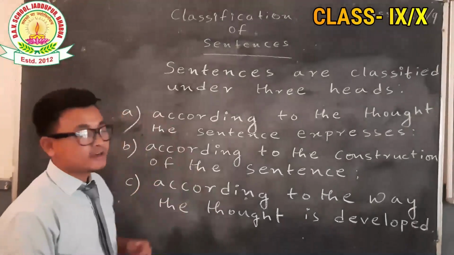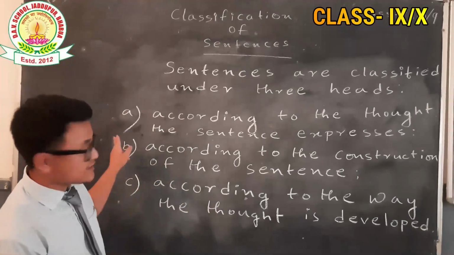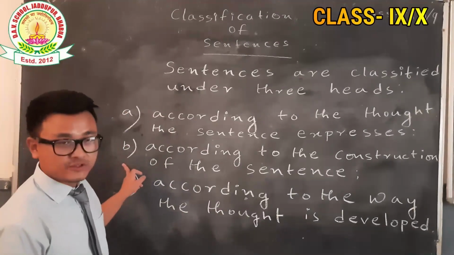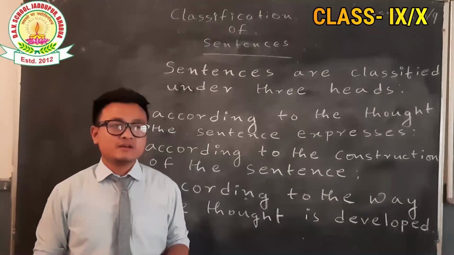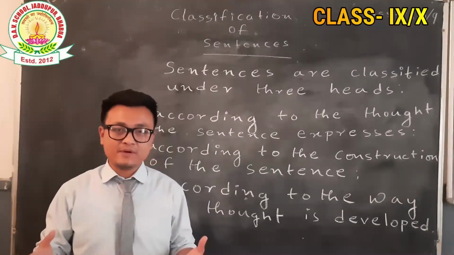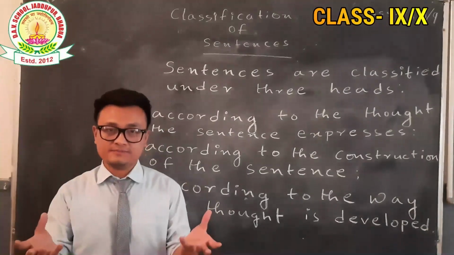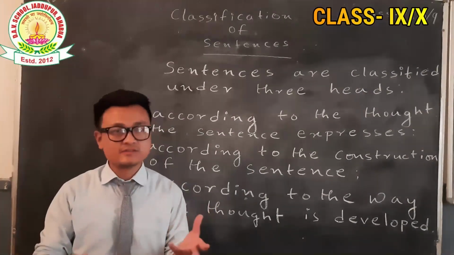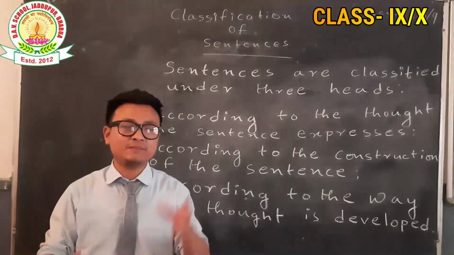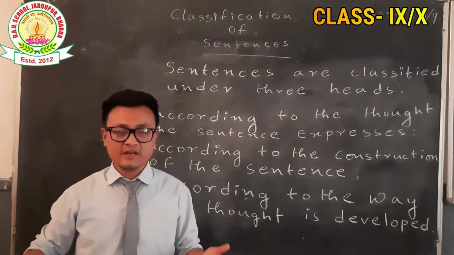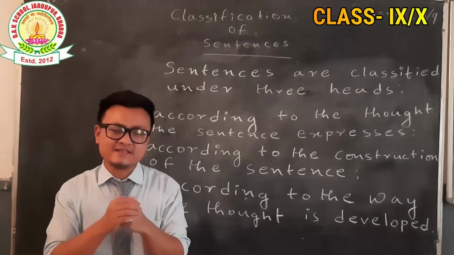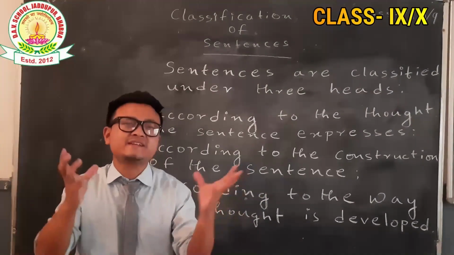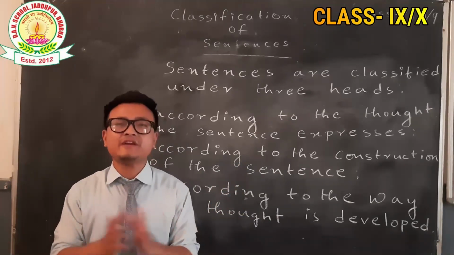So according to the construction of the sentences, this will be number B of the classification. We have discussed A and now we will move to B. As you all know, sentences are built up according to structure. For example, subject, verb, object; this all comes together when they get joined and form sentences. But these are really basics. These all are very basics.